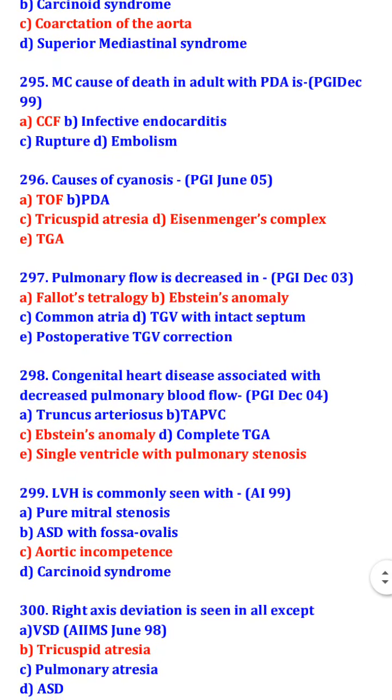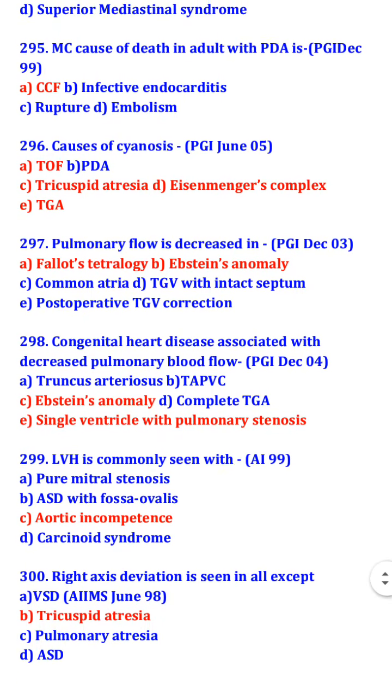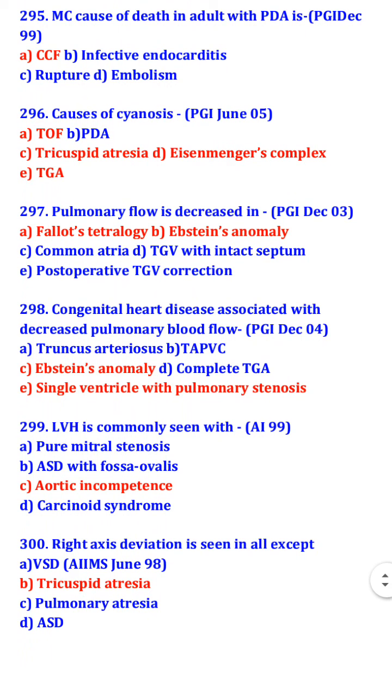Pulmonary flow is decreased in Fallot's tetralogy and Ebstein's anomaly. Congenital heart disease associated with decreased pulmonary blood flow: Ebstein's anomaly, and single ventricle with pulmonary stenosis. LVH, left ventricular hypertrophy, is commonly seen with aortic incompetence. Right axis deviation is seen in all except tricuspid atresia. So, right axis deviation is seen in ventricular septal defect, pulmonary atresia, and atrial septal defect.